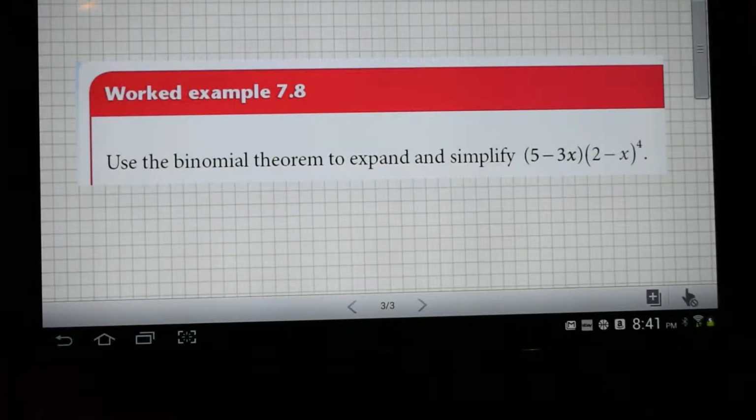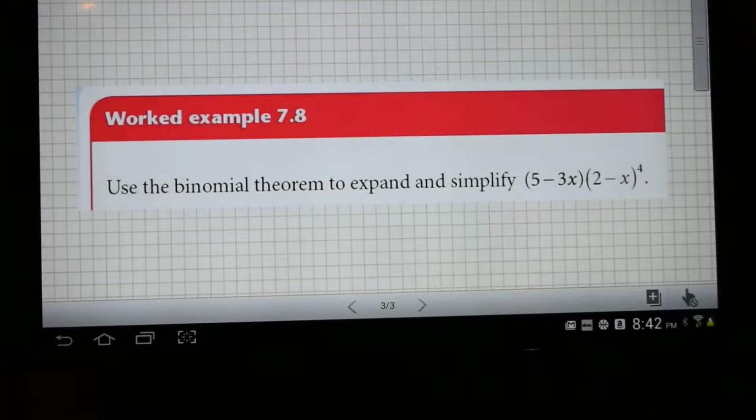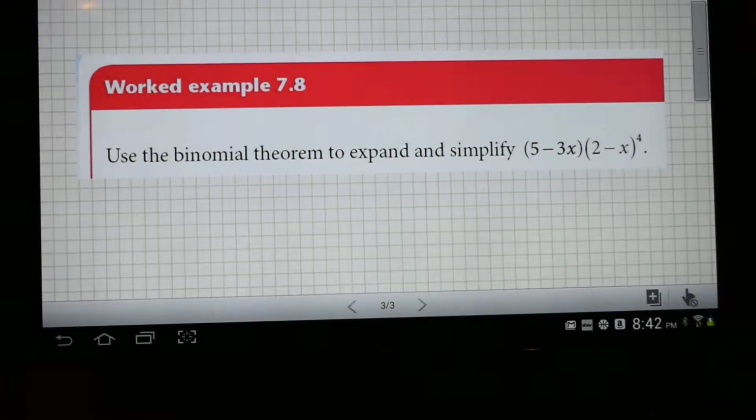Okay, we're on worked example 7.8, and as you can see, I tried to straighten the video out for you a little bit. So, use the binomial theorem to expand and simplify that expression. This is actually a simpler one than the previous one. The strategy we're going to take here is we're going to expand this.